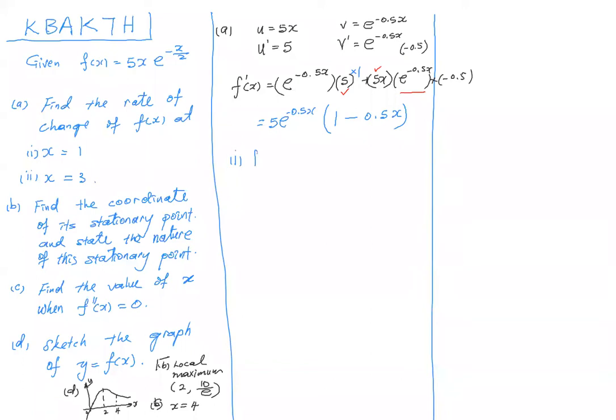Okay, Kevin, what is the answer for part 1? I need to redo again because my rate of change function is wrong. Okay, so now based on this rate of change function, you tell me what to do. You sub in the 1 into the rate of change function. So this is 5 e to the power negative 0.5, 1 minus 0.5, correct? So this will be 5 e to the power negative 0.5 times 0.5. So I have 2.5 e to the power negative 0.5. So may I know this is positive or negative?